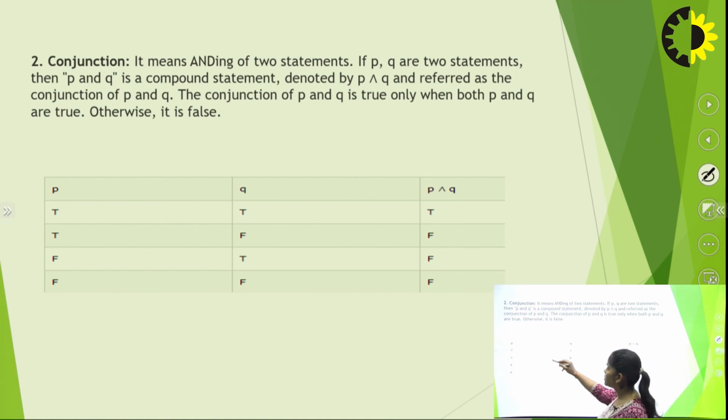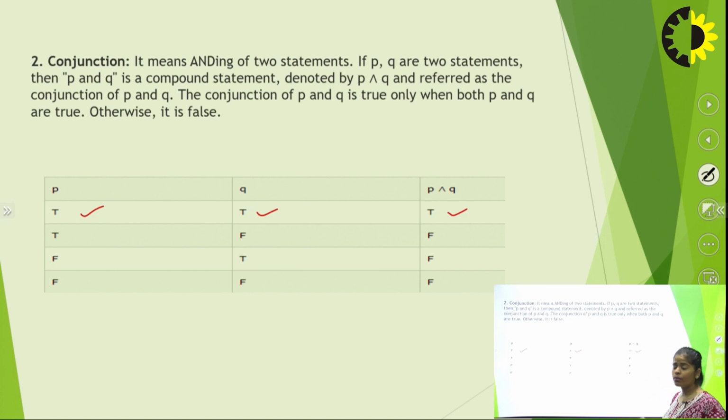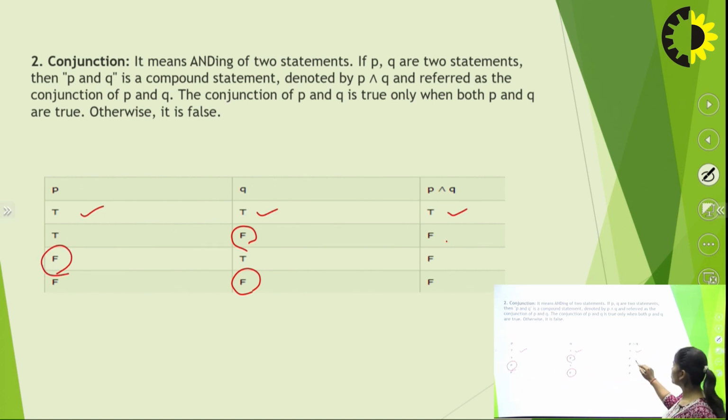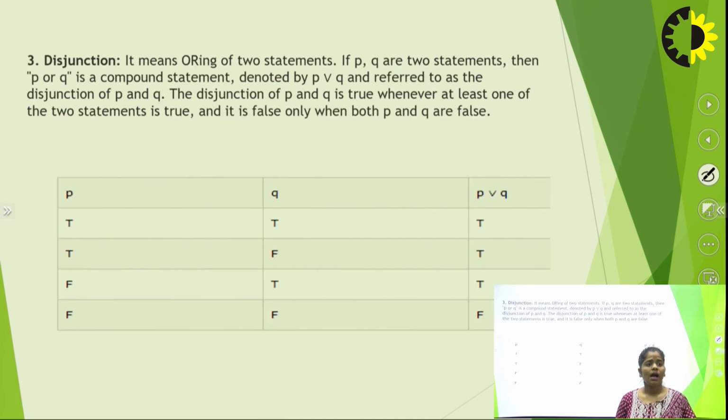It works as in the given table: if both values are true, then the output will be true. Otherwise, if I get one false in any input, then the output is always false in nature. This is the basic operation that is known as conjunction. After that, we are discussing disjunction.